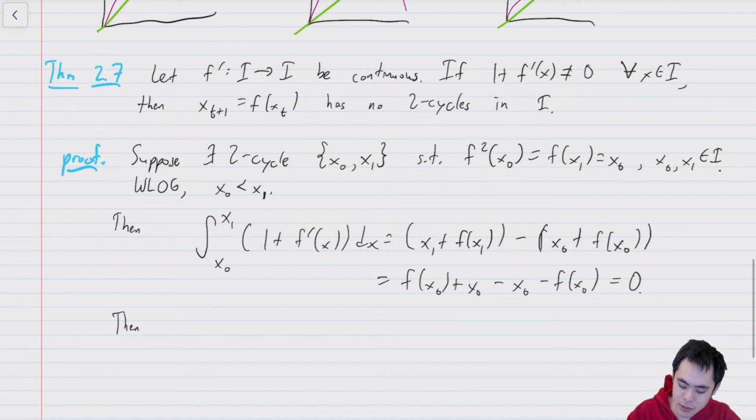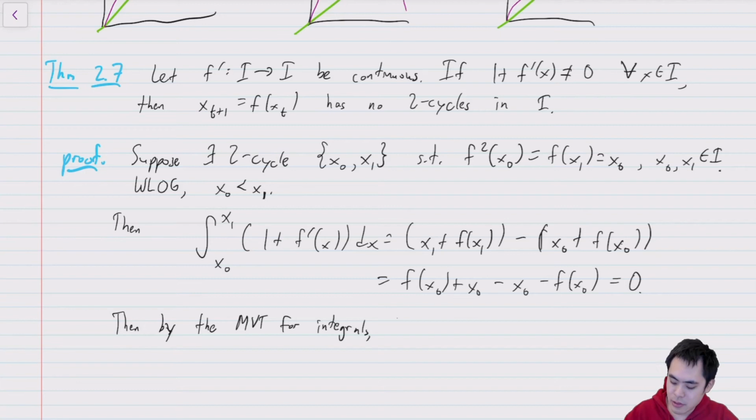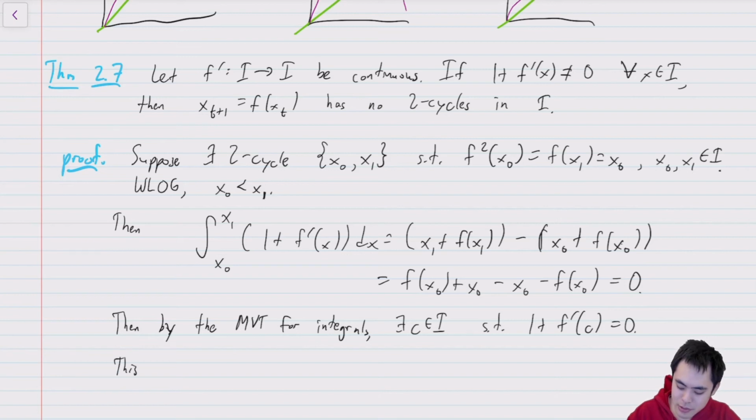But then, by the mean value theorem for integrals, there exists some c in this interval such that 1 plus f prime of c is equal to 0. But now this is a contradiction. And so our assumption is that it's not equal to 0 for all things in our interval I. Hence, there are no two cycles.